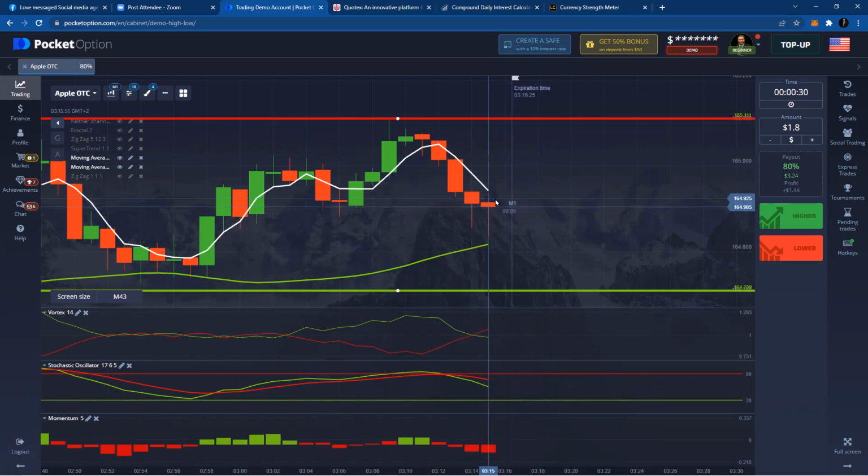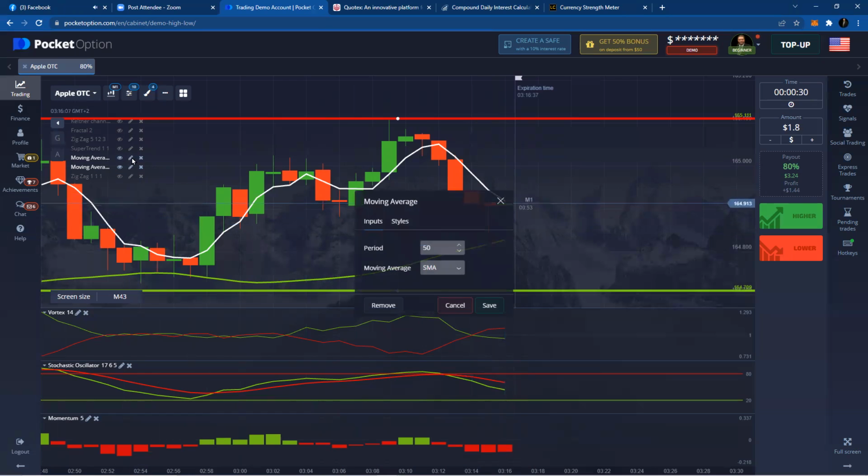So what it's giving us is an indication of which direction the market is going, whether it's going to the upside or to the downside. So it's giving us an indication of the trend. The second moving average, okay, we're going to set to 50. It's also going to be an SMA. We're going to change the style to green or whatever color you want. Also make it 3 pixels, click save.